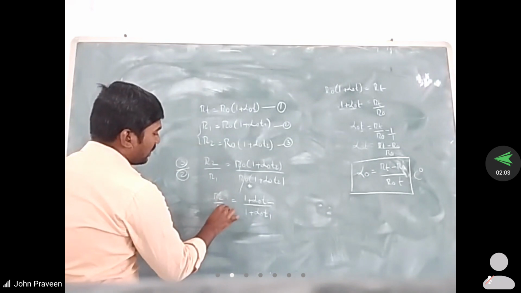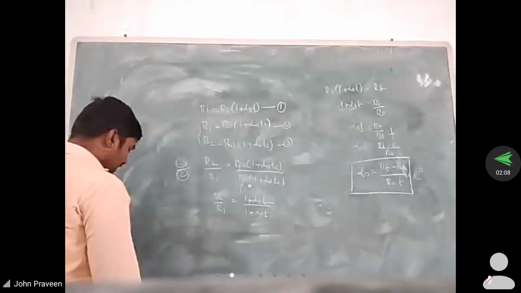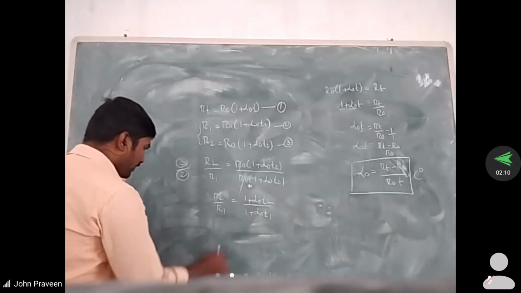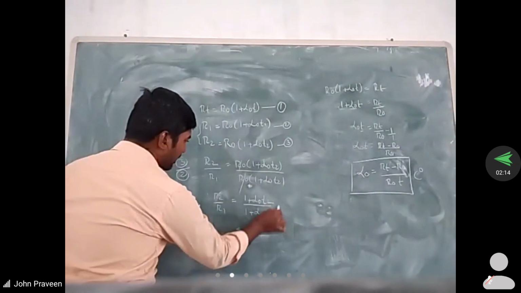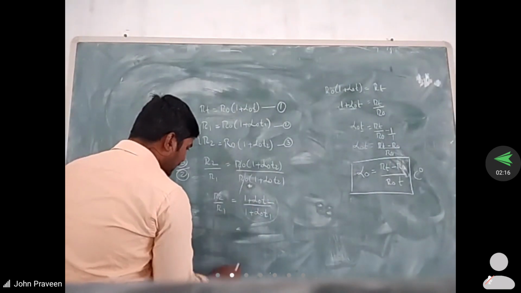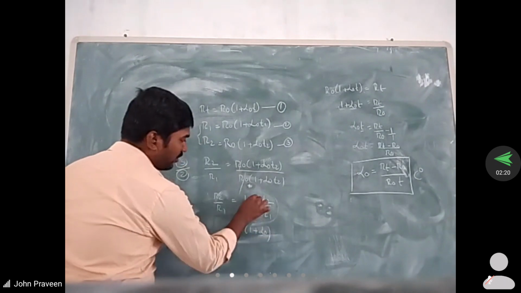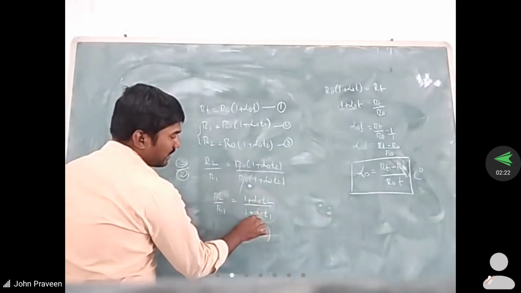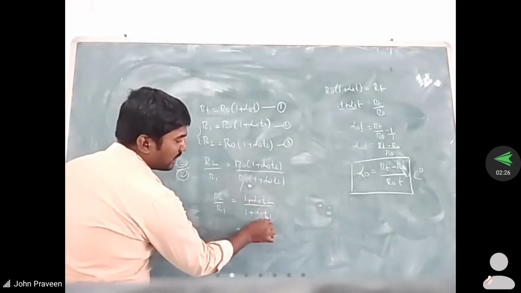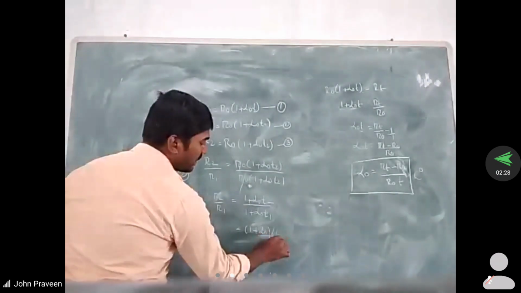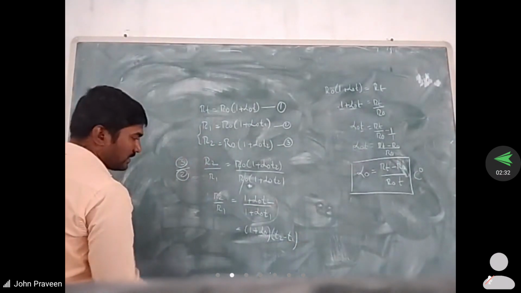R2 by R1. So in this case we are using the binomial theorem. If we use the binomial theorem, this entire term becomes a single term that equals 1 plus alpha naught. In numerator and denominator it is common. So then we take the difference of the last terms. What is the last term? T2 minus T1.